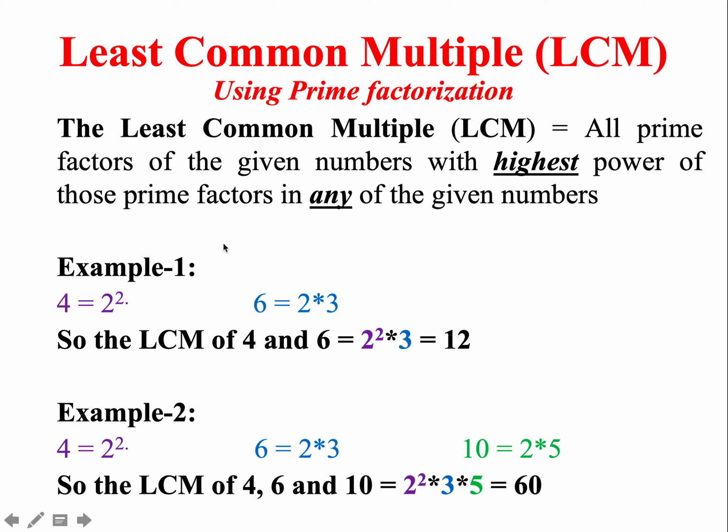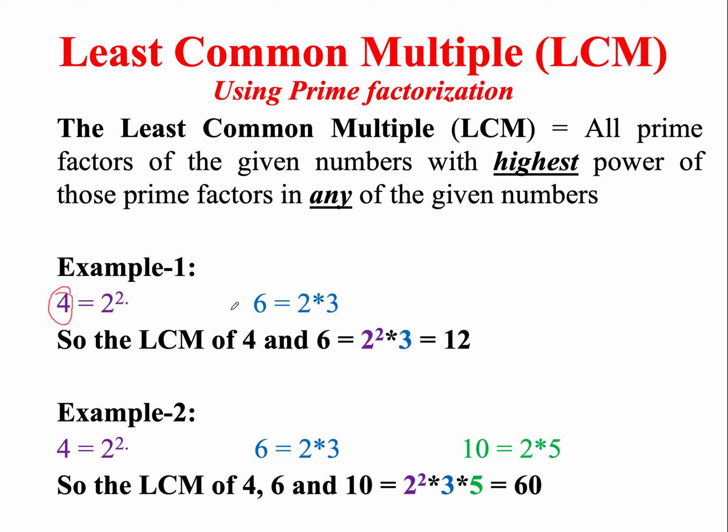The least common multiple. How do we do that? We first of all prime factorize the numbers and then we write down all the prime numbers available in any one of those numbers and with the highest possible exponent of them. That's how we find out the LCM. For example, here we have an example.